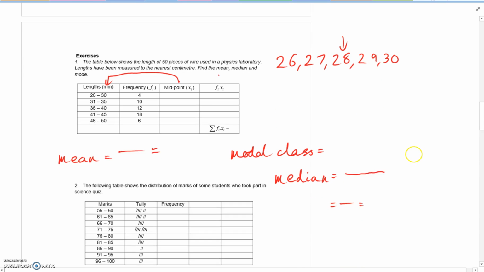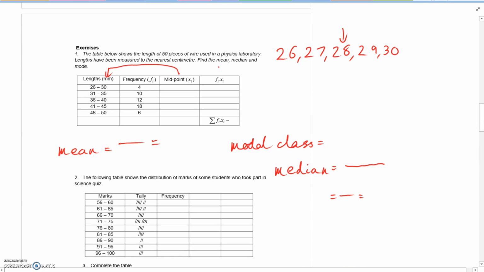Alright, let's have a look at an exercise here. The table below shows the length of 50 pieces of wire used in a physics lab. So for the midpoints, we're going to say this is 28, this will be 33, then 38, 43, and then 48. I'm just going to do these all quickly.